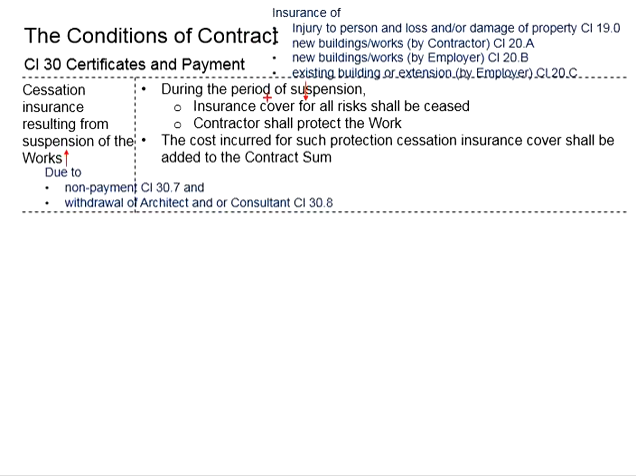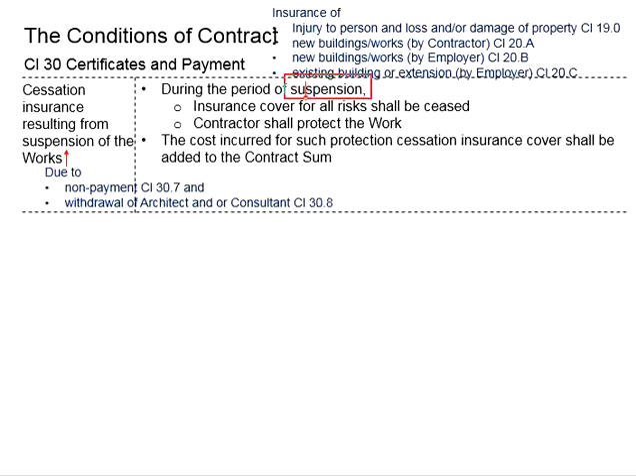As a result, the contractor will have to protect the work himself. The risk will be under the liability of the contractor. The relevant insurance include those listed here, including the injuries to person, loss and or damage of property, contractor all risks, and etc.